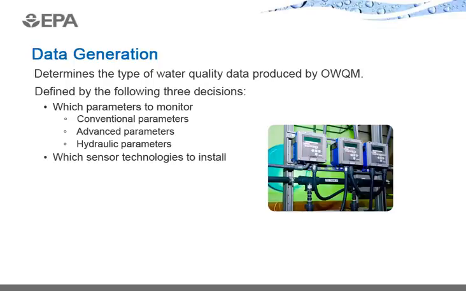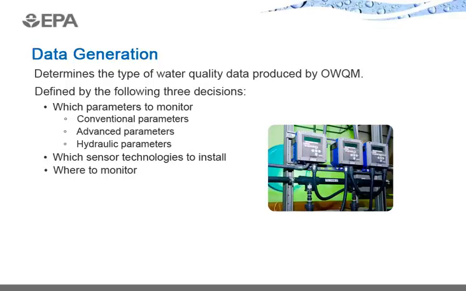Next, utilities must select which sensor technologies to install. The sensors used to monitor selected parameters, as well as the equipment required to install these technologies at monitoring stations, can dramatically impact the capital costs, operating costs, data accuracy, and maintenance associated with OWQM.